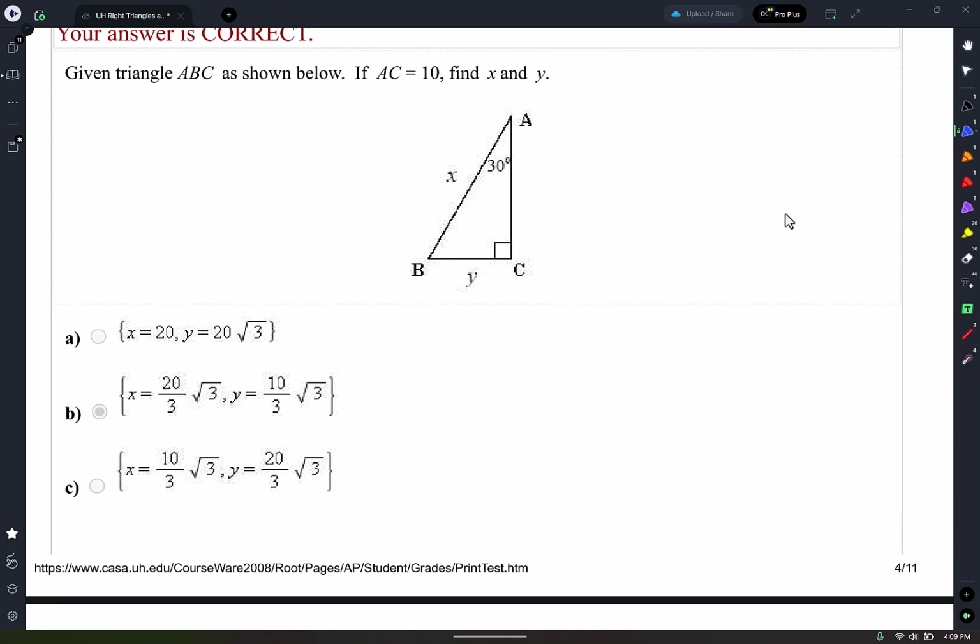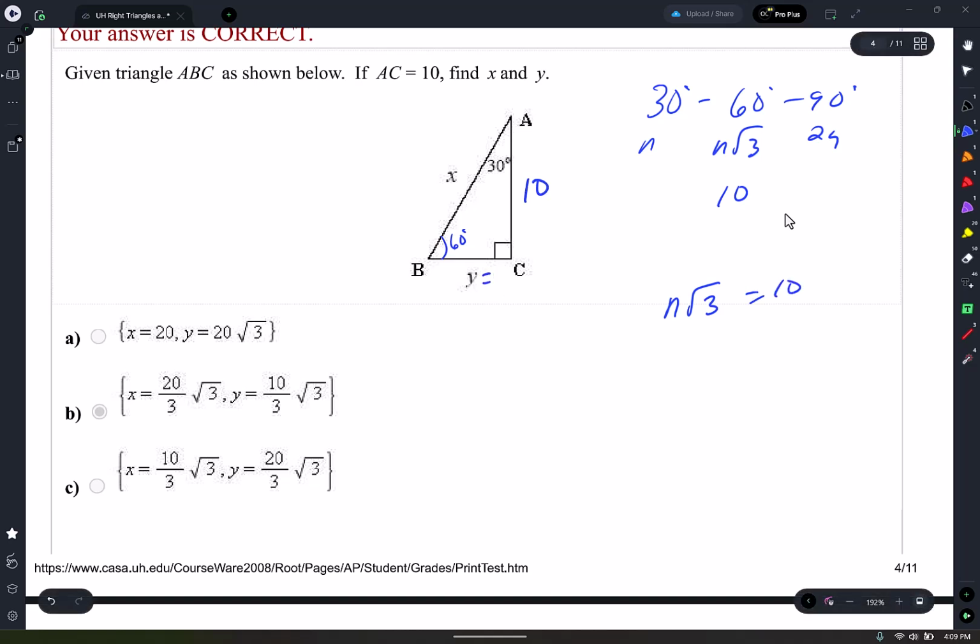AC is 10. So I'm going to write 10 right here. Find X and Y. This is the 30, 60, 90 triangle, guys. The 10 is opposite the 60 degrees, so that means I'm going to put the 10 right here on the bottom of this one. And n, n square root of 3, 2n. Those are the properties for a 30, 60, 90 triangle, always. So I'm going to write n square root of 3 equals 10. The short leg is this guy. This is your n. And the long leg is this one. So this is the 2n.